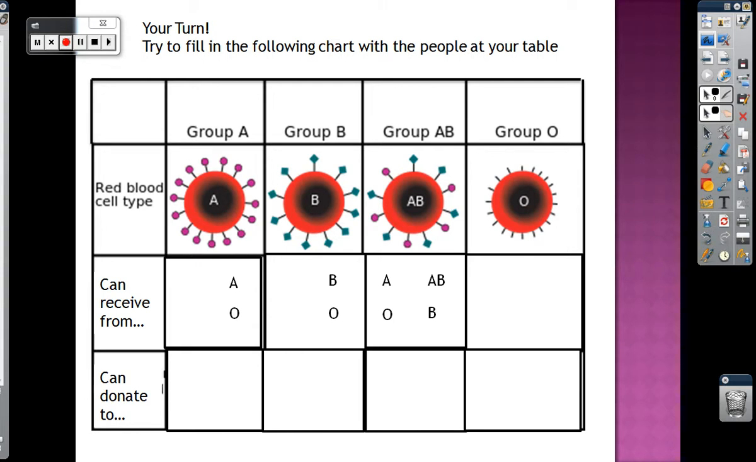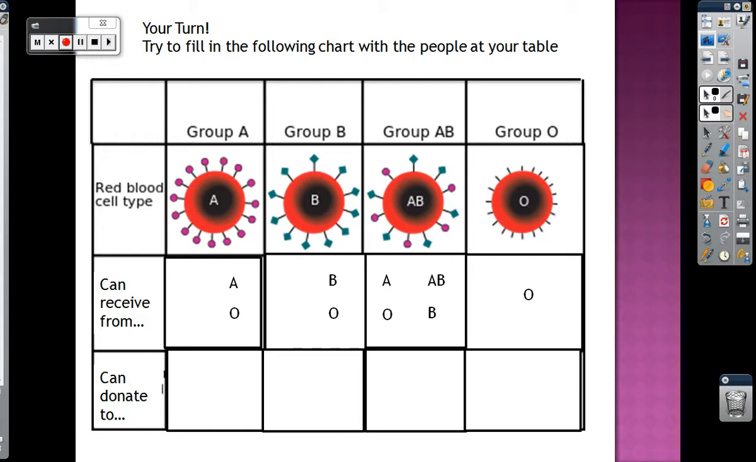Again, for the same reasons as A, since a person with type AB blood has both A antigenic markers and B antigenic markers, it wouldn't recognize B as foreign because there are no antibodies in group AB. Lastly, group O can receive from group O, and that is it.